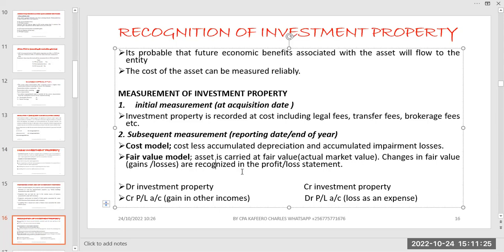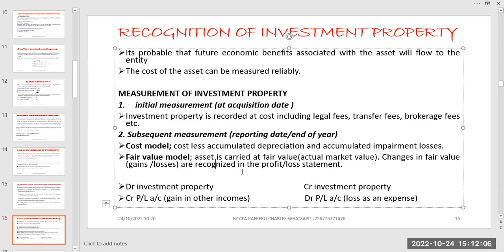Then, when we look at the fair value model, we are saying that assets are carried at fair value or actual market value. Then there is a scenario that will happen: the cost we paid at initial recognition, when you compare it with what we are actually getting from the market, there is either a loss or a gain. These are called changes in fair value. They may be at a loss or at a gain.